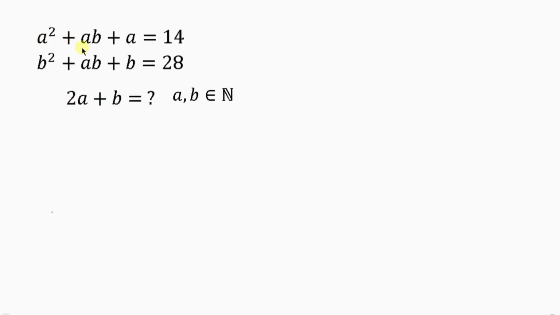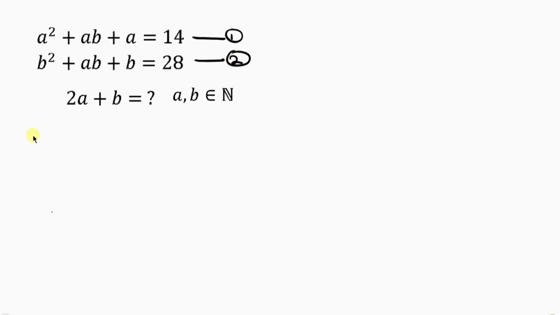We're given two equations that say a squared plus ab plus a is equal to 14 and b squared plus ab plus b is equal to 28. We're told to look for the value of 2a plus b given that a and b are natural numbers. So we can call this equation 1 and this equation 2.